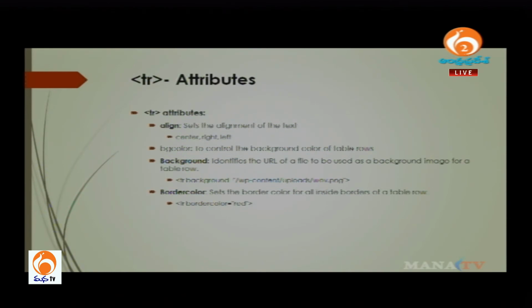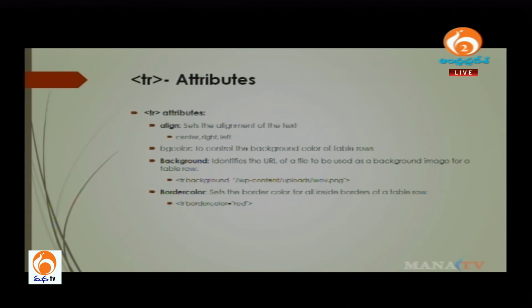TR attribute align sets the alignment of the text. How the text should look: it should be in the center, or left aligned. Left aligned means starting from left, or right alignment. Right alignment is starting from the right. No, it is not actually reversing of letters. Usually, when we are writing some letter, where do we write the address?